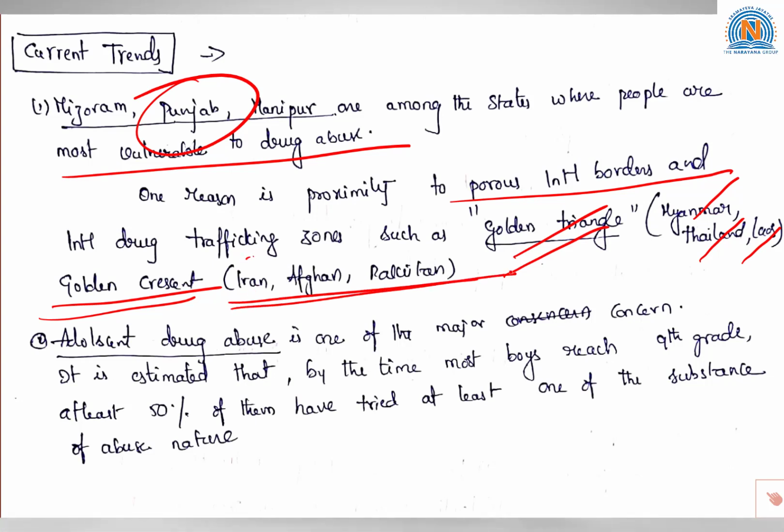And the second trend is that adolescent drug abuse is one of the major concerns. It is estimated that by the time most boys reach 9th grade, at least 50% of them have tried at least one substance of abuse.